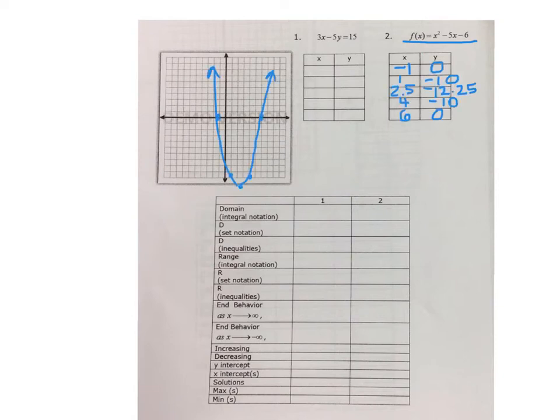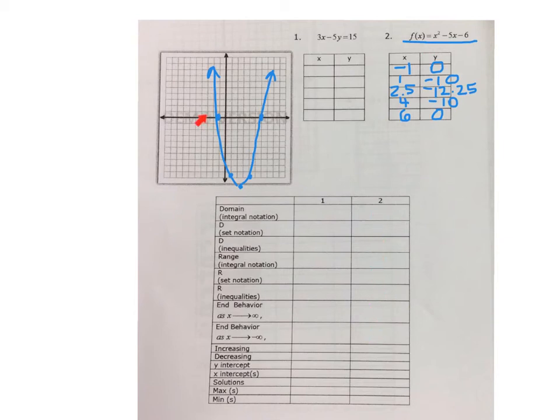This is a quadratic function. It is a parabola. And again, I can tell it's a parabola because it's an x squared. Please pause right now and copy down the table and the graph. I am now going to do domain, and I'm going to do domain in set notation. So I'm going to be filling in this column right here.